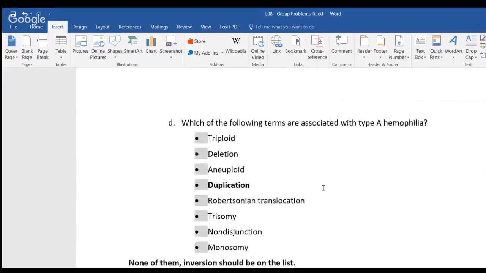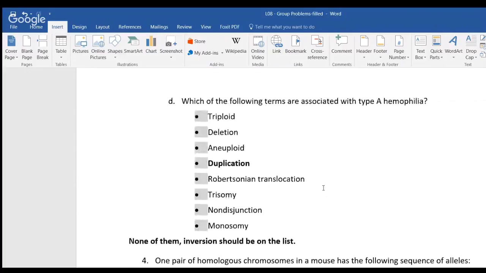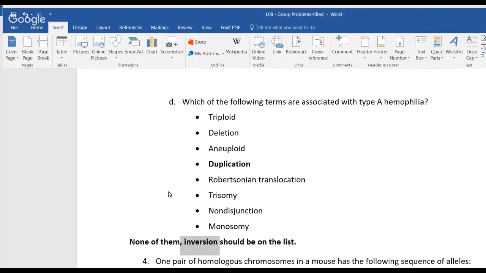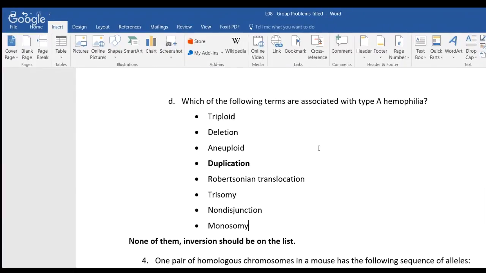It'd be more likely. For part D, we're looking at type A hemophilia again. We know it's a change in structure, and that change occurs through duplication. It also could mention inversion, but it's not on the list, so we know that it's just duplication.